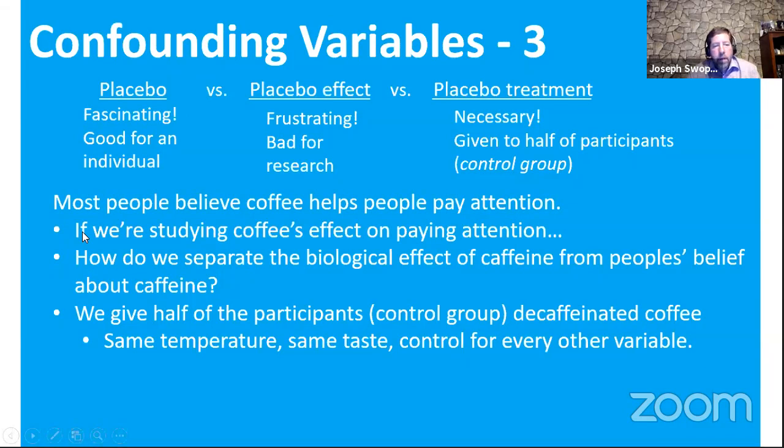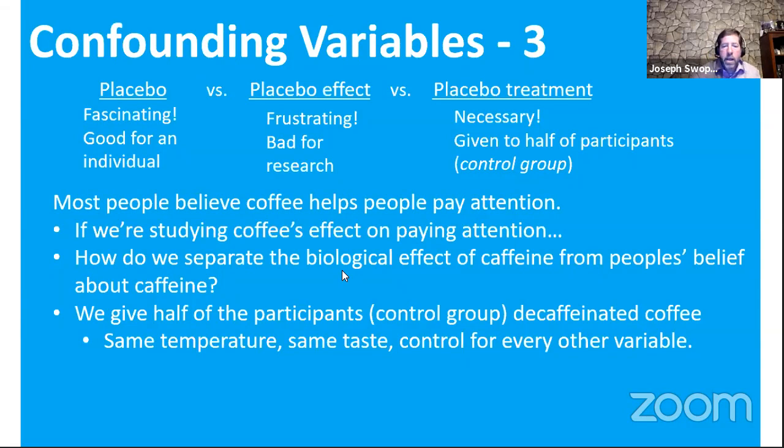Let's talk about coffee. Most people believe coffee helps with something, whether it's paying attention or more alertness or waking them up or something. So if we're studying coffee's effect on paying attention, number one, we have to operationally define paying attention. But number two, our question is, how do we separate the biological effect of caffeine from people's belief about caffeine? Now, see, now we've got two processes. If I were to give a classroom full of students a bunch of coffee and I said, okay, we're going to see if this is going to wake you up. Well, a lot of students will say, of course it does. It's coffee. So we've interjected the independent variable of caffeine and people's belief about caffeine.